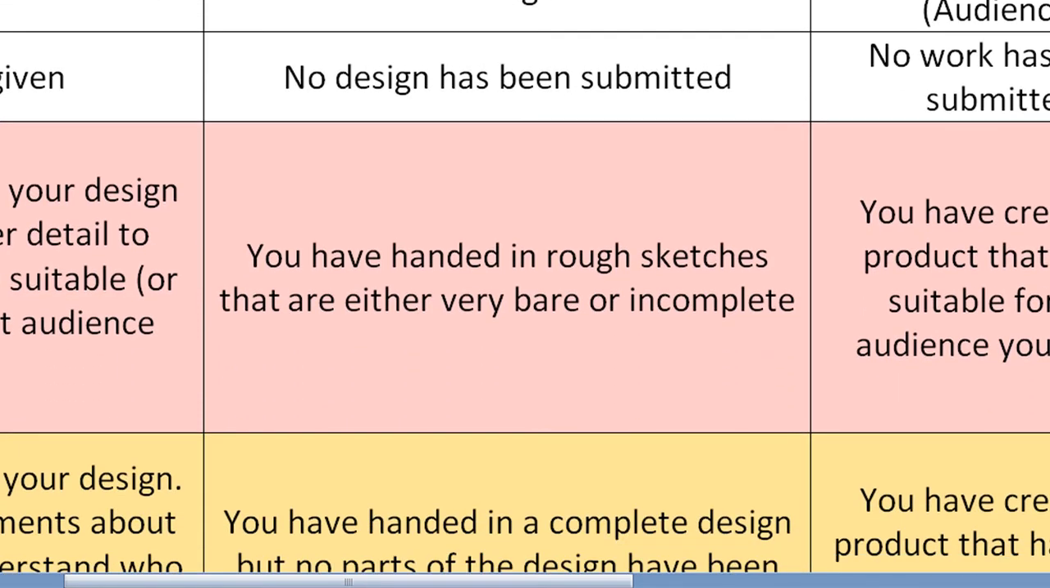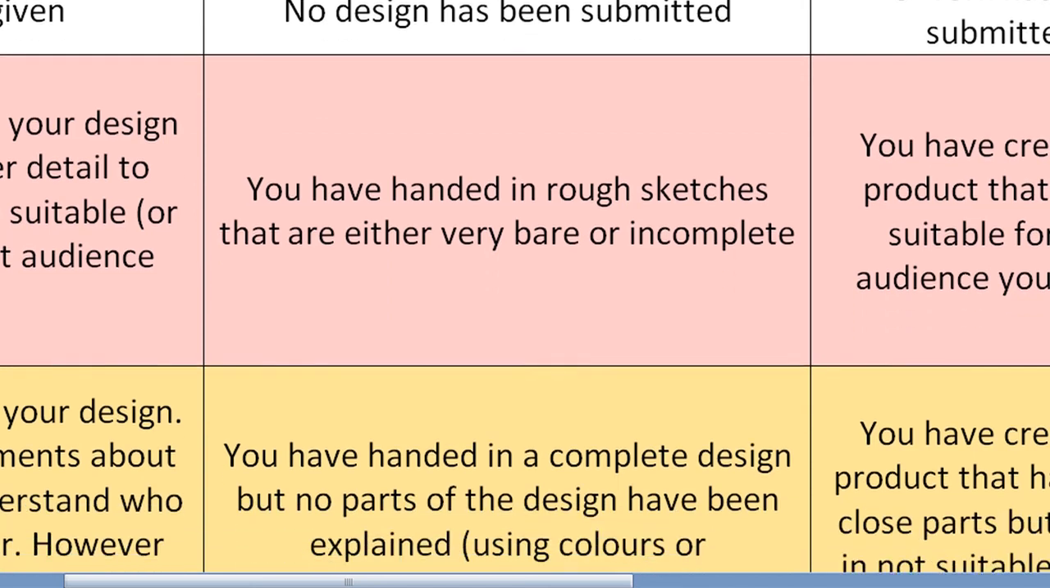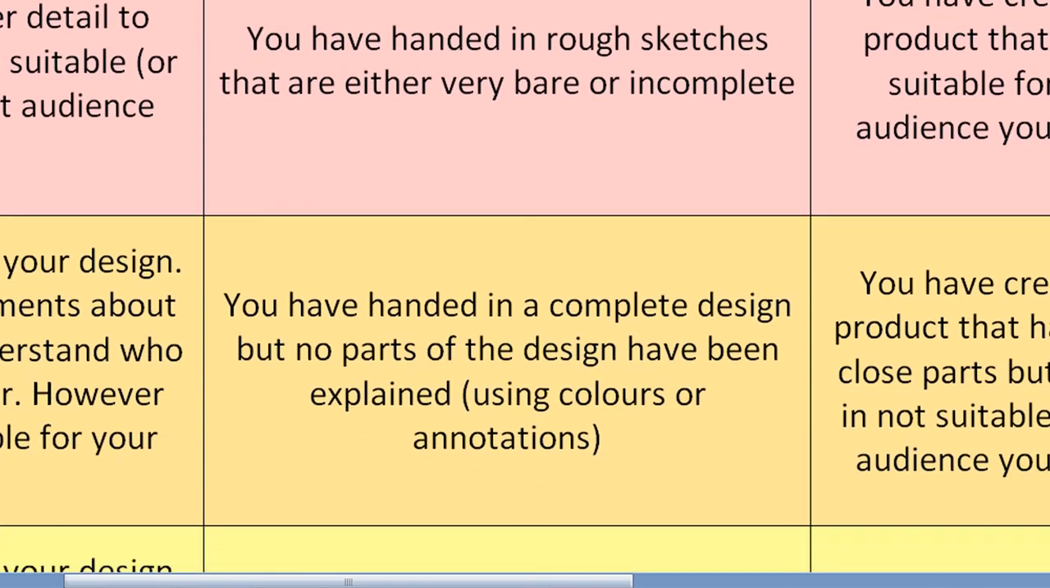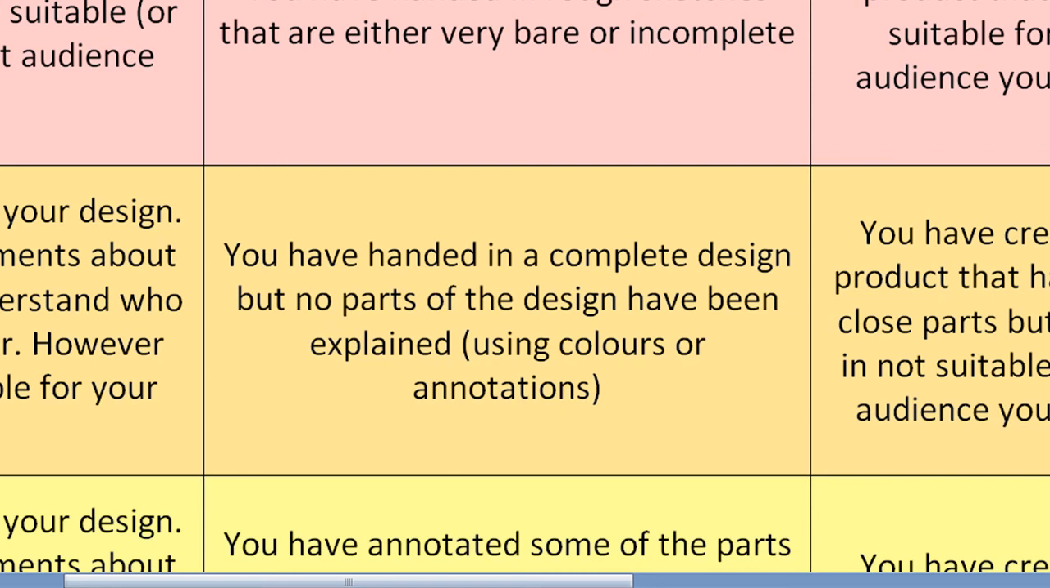So in this case, in design, you can see that for no design you'd get no marks, but if you've handed in a rough design that's very bare, you would get 1 mark. And if you've done that, then you can move on to the next level of the grading grid and see if you've completed the next part. So you've handed in a complete design, but no parts have been explained using colours or annotations.